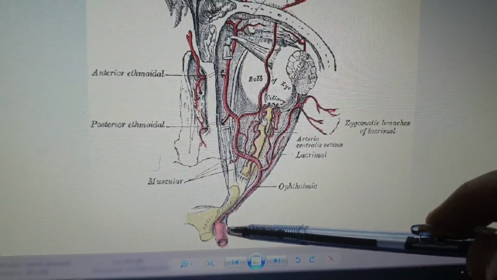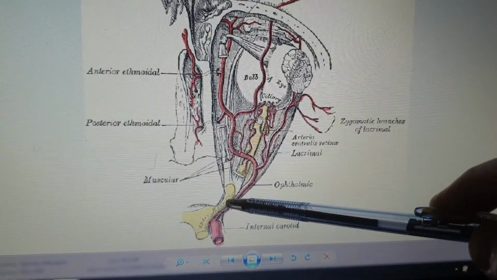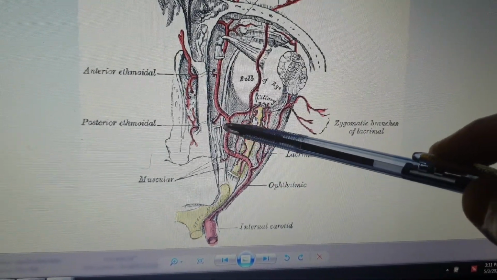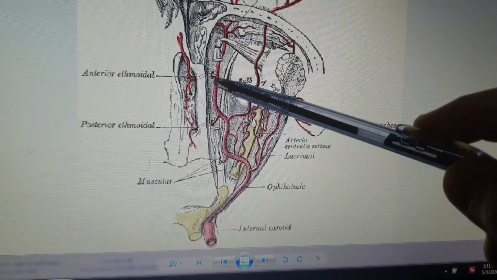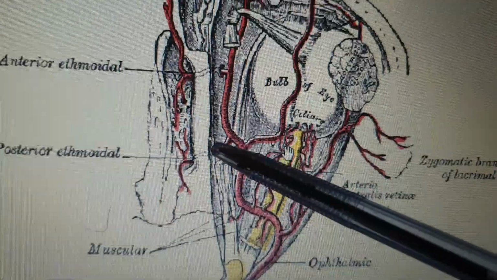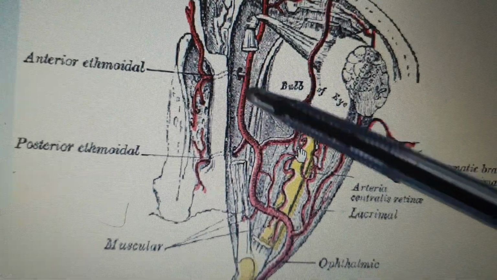This artery here is the internal carotid artery. The internal carotid artery gives rise to a branch which is called the ophthalmic artery. The ophthalmic artery inside the orbit, as it runs on the medial wall, it gives two branches. One is the posterior ethmoidal artery, and the other is the anterior ethmoidal artery.